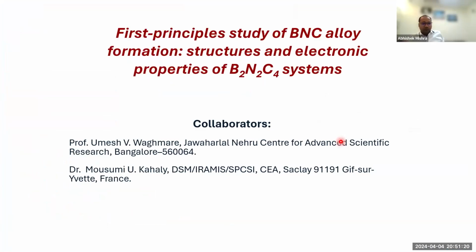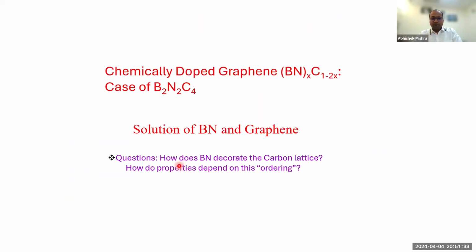I'll be quickly showing you some other results as well in this direction. We have been working on other 2D materials as well, and specifically BCN materials, which we did in collaboration with Professor C.N.R. Rao's research group at JNCASR Bangalore.